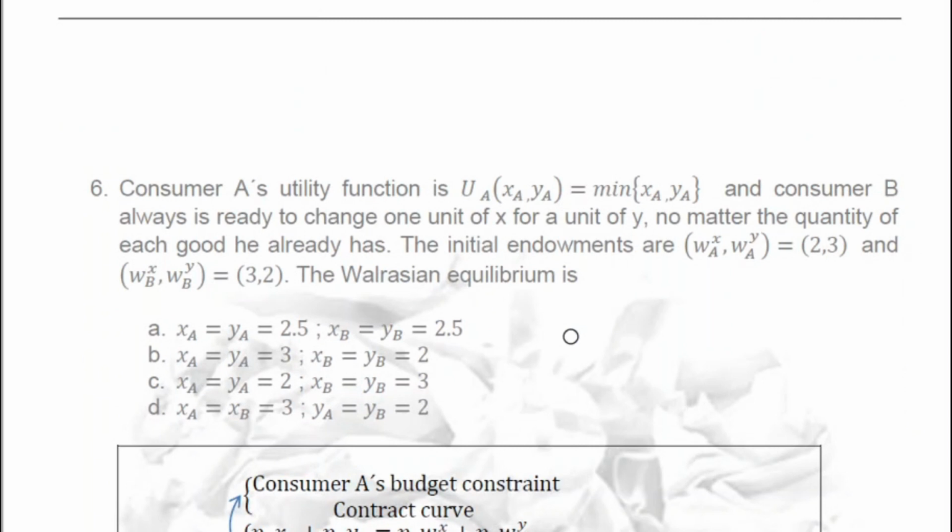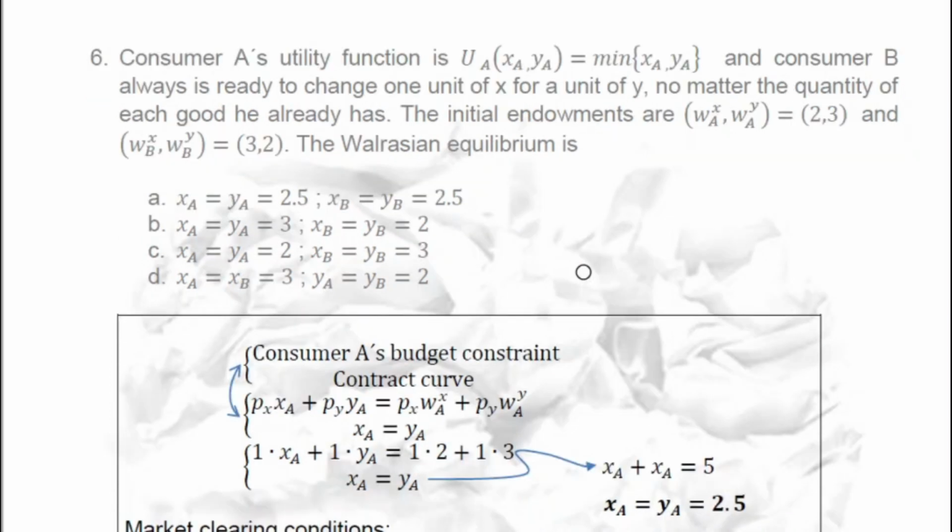Now 6. Consumer A's utility function is this one. The same exercise, and now the question is the Walrasian equilibrium or final demands. How many units of each good will they finally carry from this meeting? Now we know that the demands from substitutes are not very useful. So what do we do?